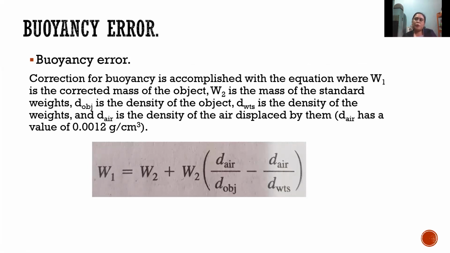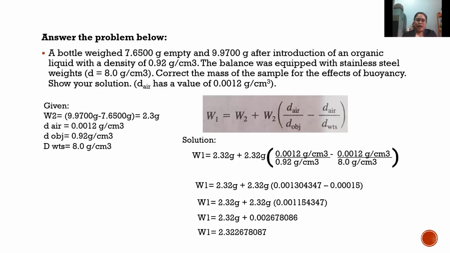So take note that W1 is the corrected mass, and W2 is the mass of your object. And the density of air is always given in the problem, and this is most likely constant, 0.0012 grams per cubic centimeter. Okay? And given in the problem, we also get the density of our object, and for our balances, the density of the weights is declared.